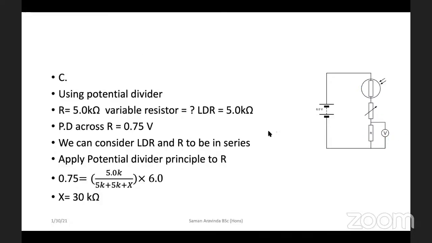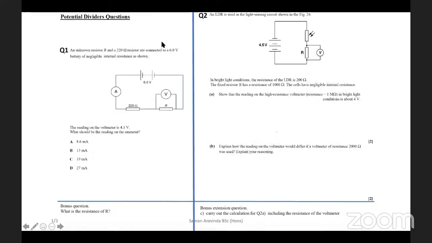Now there are some questions. Can we do them? In one of these questions, there's a small printing mistake. Question number 3 says the fixed resistor R has a resistance of 100. It is printed wrong. It should be 1000. This one here, you see? Can I fix the document? Yeah.